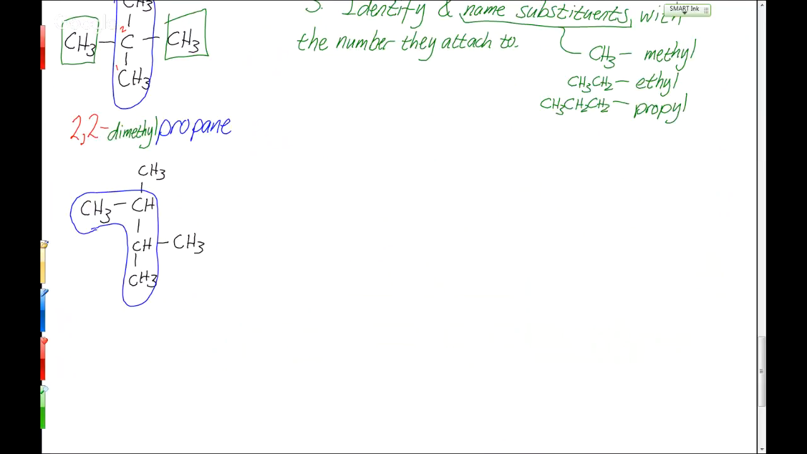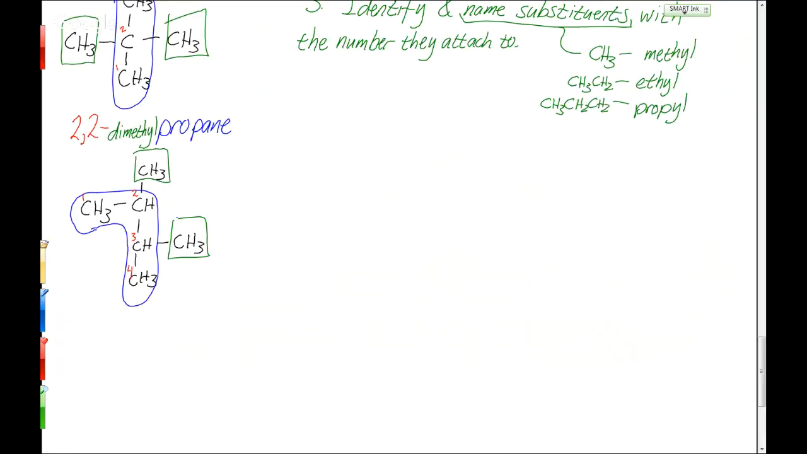All right, so then I'm going to number it. In this structure, it doesn't matter which end I start with. I end up with the same substituents and the same numbers. So I'll just start here and go 1, 2, 3, 4. That puts my substituents on 2 and 3. They are here and here.